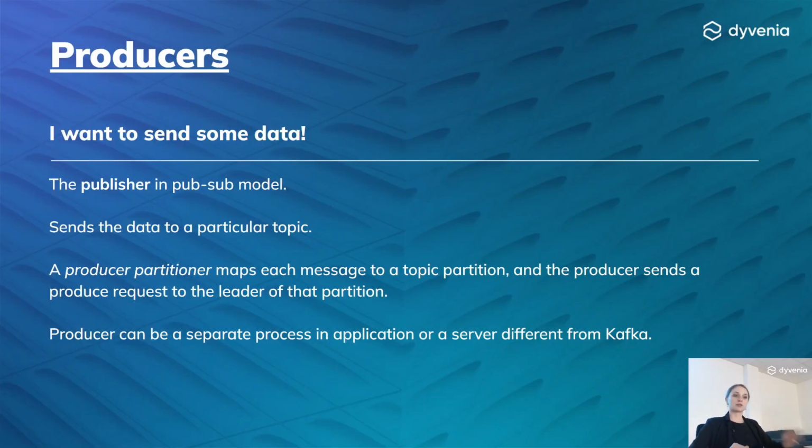Let's talk a bit about producers. Producers work as a publisher in the PubSub model. They send the data to one particular topic. There can be more than one topic. The producer partitioner is part of Kafka. It maps each message to a topic partition, and the producer sends the message to the leader of the partition, right?